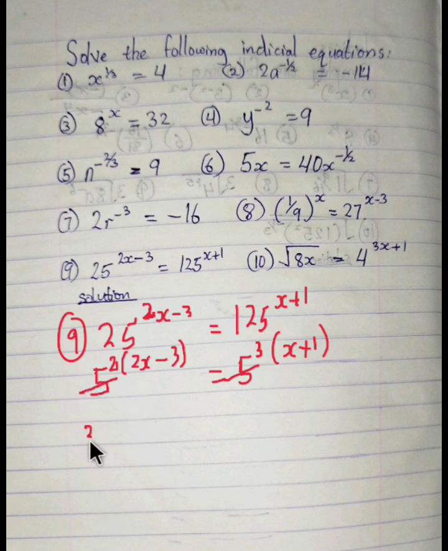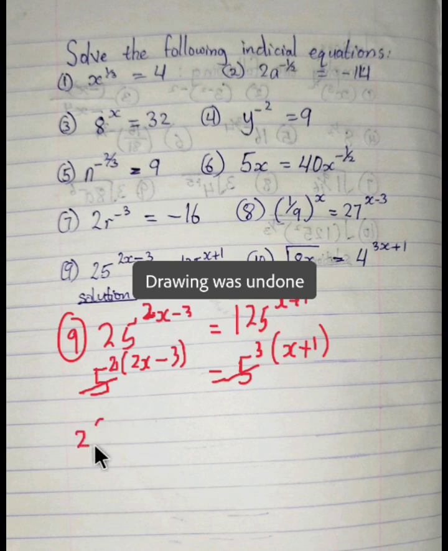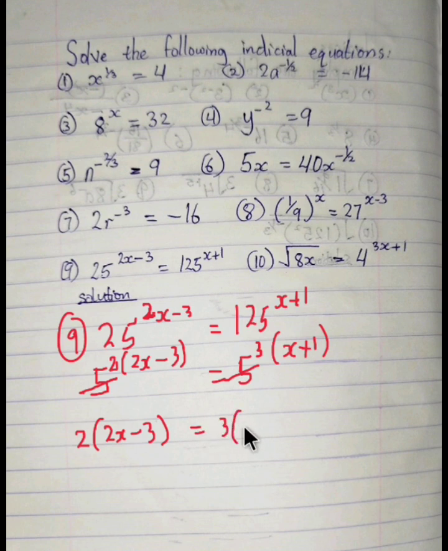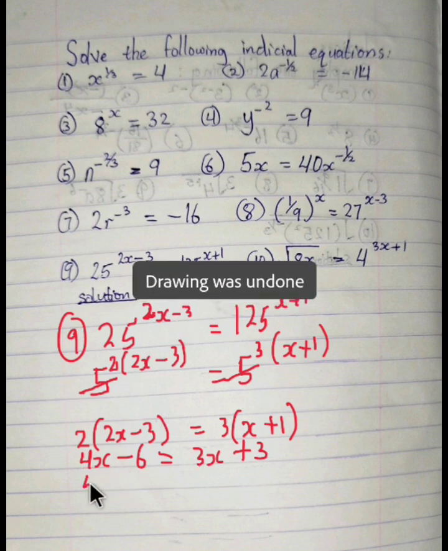So we have 2 bracket 2x minus 3 is equal to 3 bracket x plus 1. If you remove the bracket, 2 times 2x is going to be 4x, 2 times minus 3 is minus 6, is equal to 3 times x, 3x, 3 times 1, 3. So you can collect like terms. This is 4x, this is 3x. Bring them together and take the number to the other side of the equation.